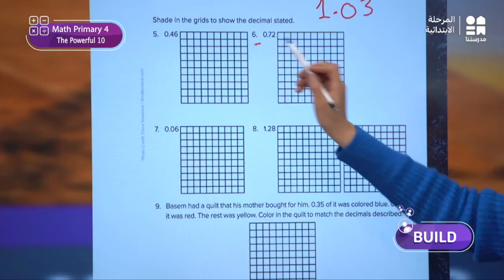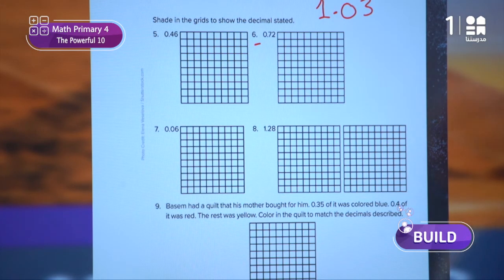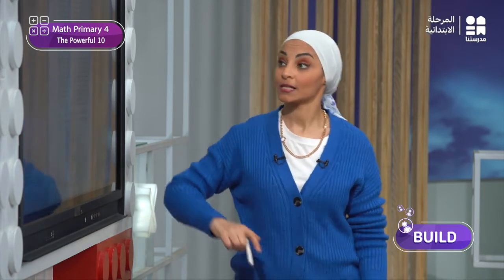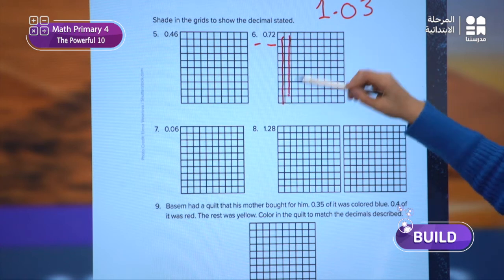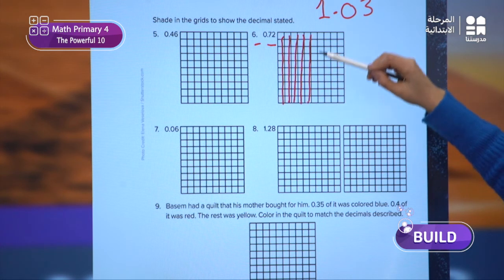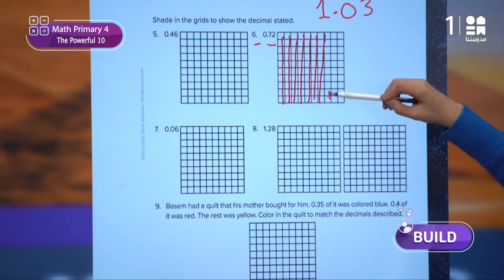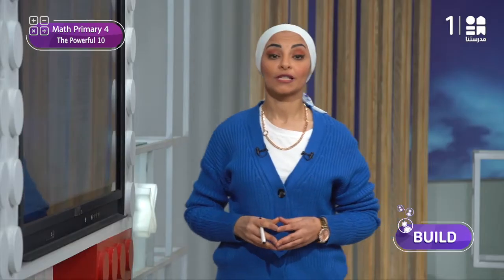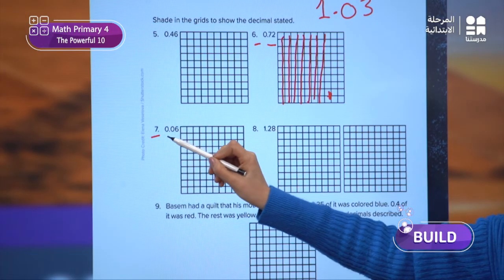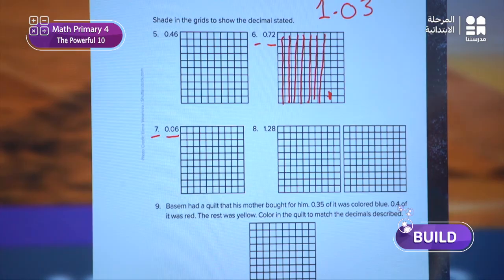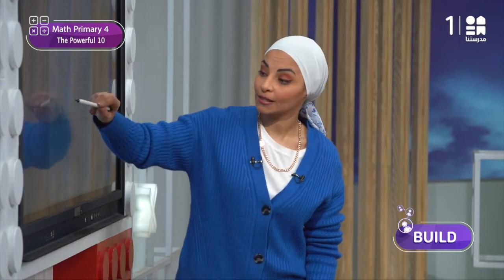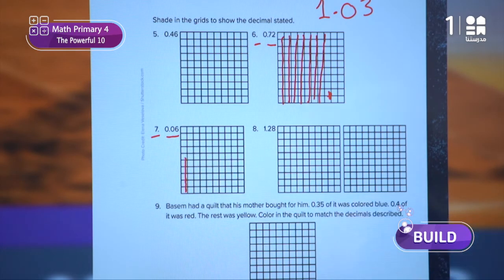Let's see problem number 6, as you see here. The written decimal fraction is 0.72. So how many parts should I shade? Yes, we will shade 72 hundredths. 72 means 1, 2, 3, 4, 5, 6, 7 columns, and 2 hundredths. Right? Okay, let's see problem number 7. The written decimal fraction is 0.06. So I will shade how many parts? Yes, 0.06 is called 6 hundredths. So I will only shade 6 squares out of 100.